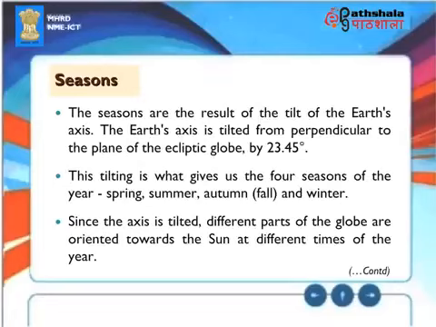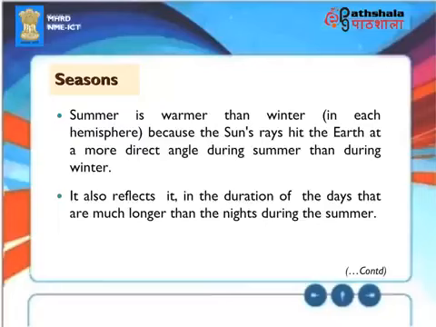Seasons. The seasons are the result of the tilt of the Earth's axis. The Earth's axis is tilted from perpendicular to the plane of the ecliptic by 23.45 degrees. This tilting is what gives us the 4 seasons of the year: spring, summer, autumn or fall, and winter. Since the axis is tilted, different parts of the globe are oriented towards the sun at different times of the year. Summer is warmer than winter in each hemisphere because the sun's rays hit the earth at a more direct angle during summer than during winter.